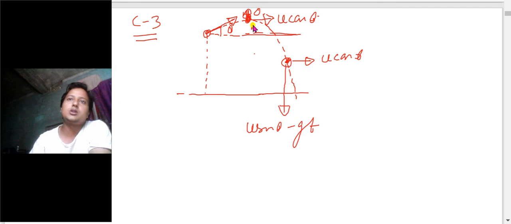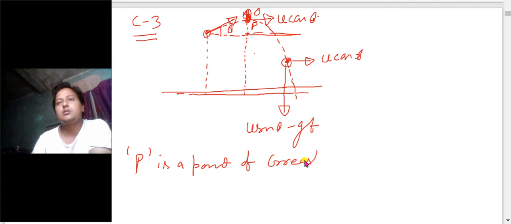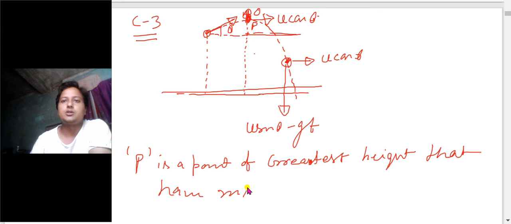If this is a point P, this P is at the greatest height from Earth's surface. So P is a point of greatest height that has minimum speed.